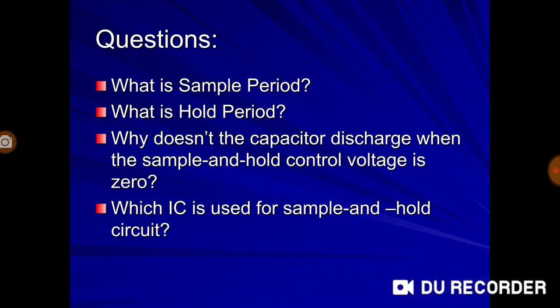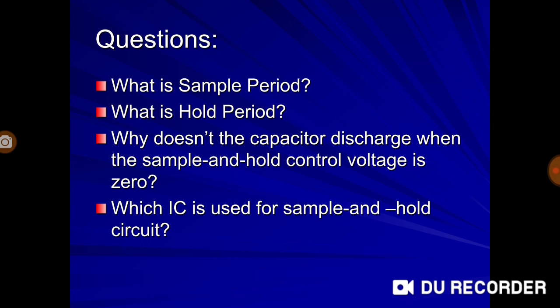Now we come to the question review. Reviewing questions, what we have studied so far. What is a sample period? What is hold period? The definitions. Why doesn't the capacitor discharge when the sample and hold control voltage is 0? Because there is no discharge path. That has to be kept in mind.